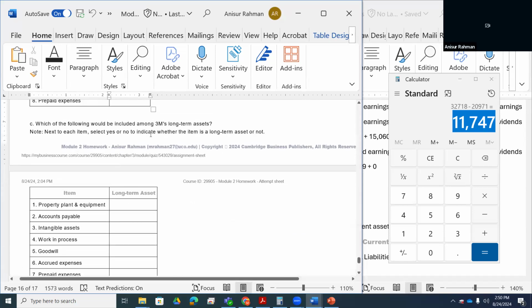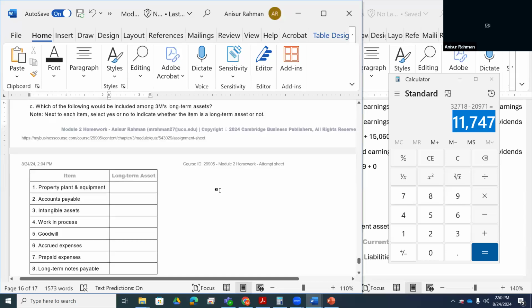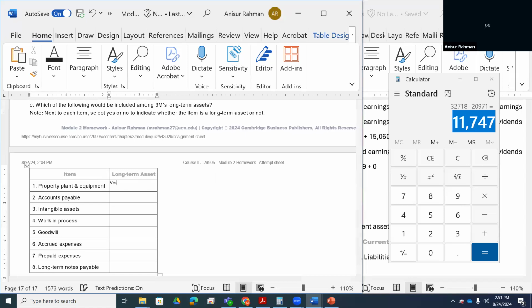Part C, which of the following would be included among 3M's long-term assets? Property, plant, and equipment, yes. Accounts payable, it is a liability. Intangible assets, yes. Work in process, it is not a long-term asset. Goodwill, yes. Accrued expenses, it is a liability. Prepaid expenses, it is an asset, but a current asset. So no. Long-term notes payable, no, it's a liability.